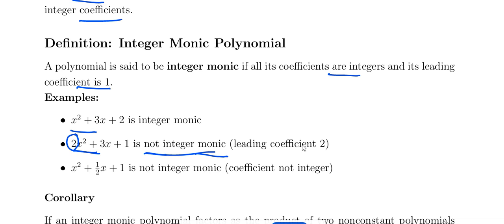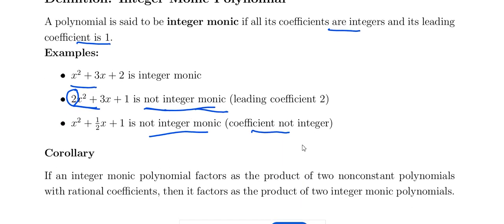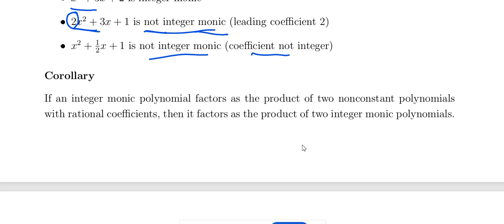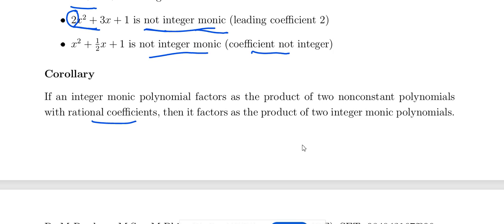This is x square plus 1 by 2 x plus 1. This is also not an integer monic polynomial because a rational number appears, and if you cross multiply you automatically get 2x square here, so the coefficient is not an integer. So it is not an integer monic polynomial. And if an integer monic polynomial factors as the product of two non-constant polynomials with rational coefficients, then it factors as the product of two integer monic polynomials.